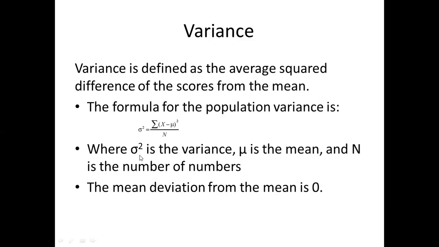Now in this formula, sigma square indicates the variance, mu is the mean for the population, and capital N is the number of data that we have. The mean deviation from the mean is usually 0. That is why we square the differences, so that we do not get 0.